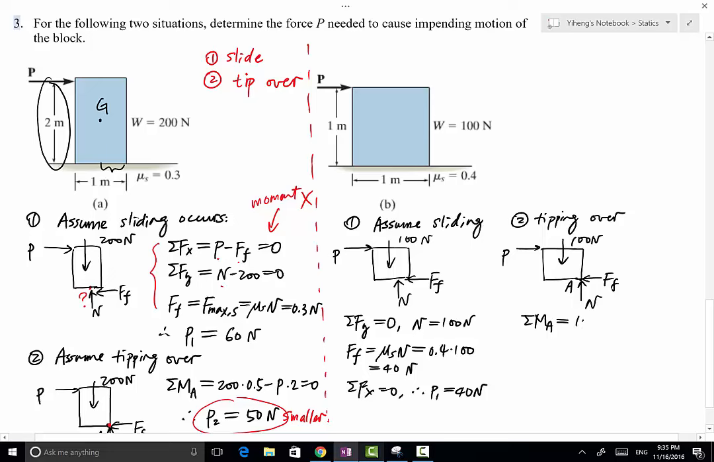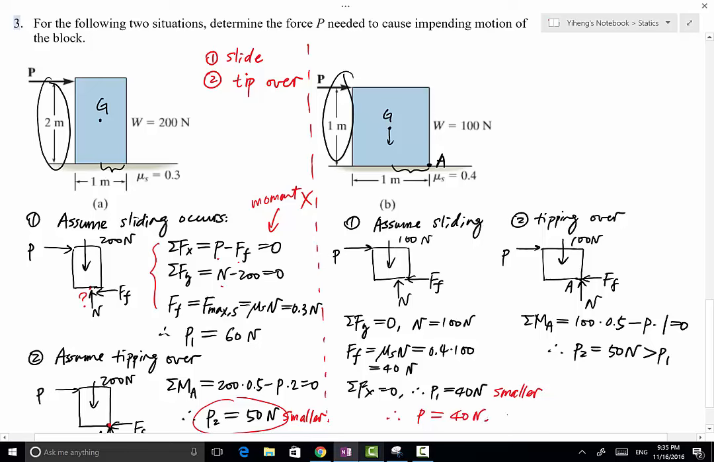That equals 100 times half of this distance, because again, point G is right here, so the weight force is right here. Half of this distance is 0.15 meter, minus P multiplied by its moment arm about point A. Point A is right here at the corner, and that is 1, equals 0. From there, P2 can be solved to be 50 Newton. As you can see, P2 is bigger than P1, which means P1 is the smaller one. Therefore, P equals 40 Newton, and the impending motion is sliding.